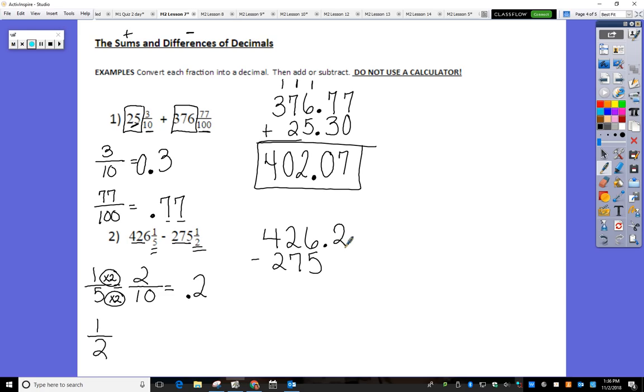I'm going to do the same thing down here. There's no halves place. I'm going to change this into tenths, since 2 does go equally into 10. 2 times 5 is 10. 1 times 5 is 5. 5 tenths is the same thing as a 5 in the tenths place, or 0.5.